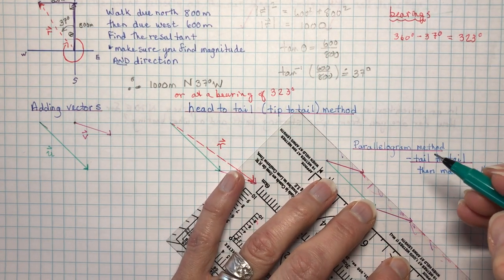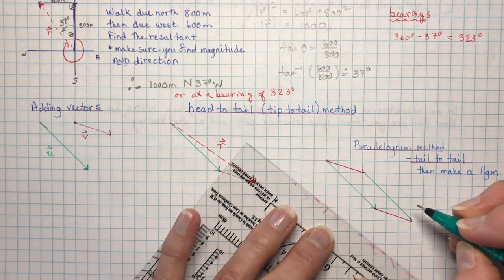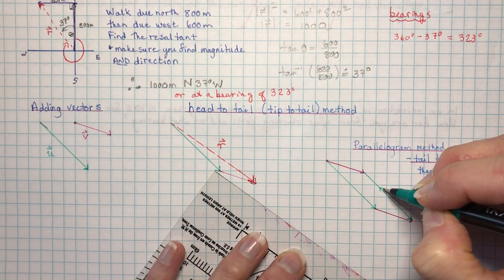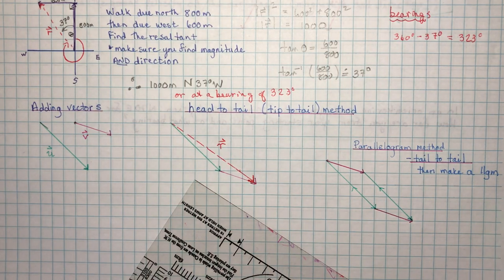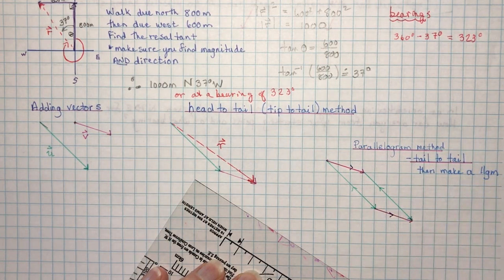And I draw this one, which is the same as the other green one. Same magnitude and direction. Notice that they're parallel. That's why we call it a parallelogram. And then your resultant is the diagonal.